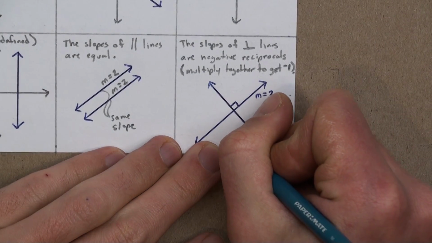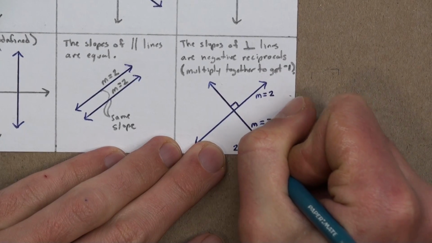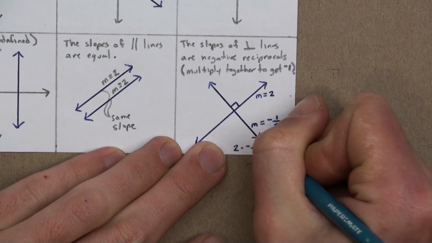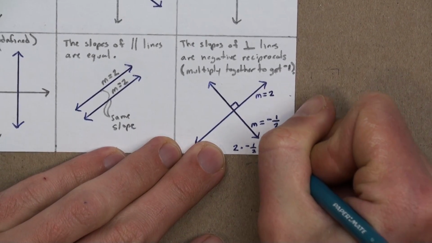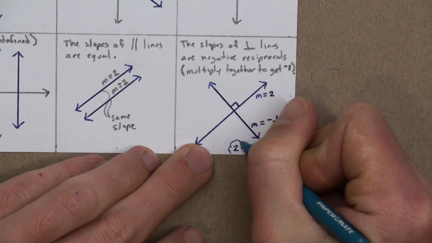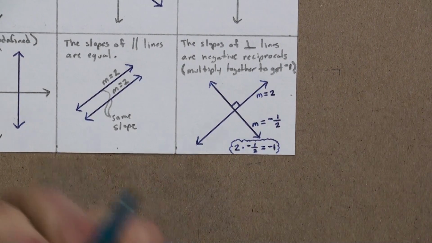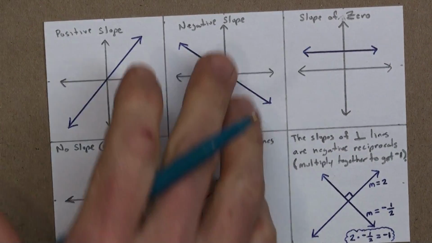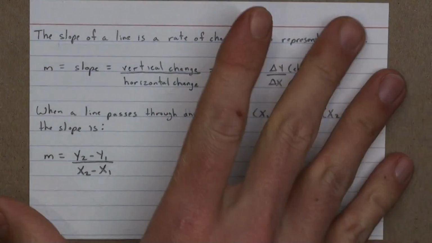So we can show down here that 2 times -1/2 equals -1. Right? Okay. So there's your first card about lines, just a review of really just slope. So let's put that aside. Let's go to card 150.